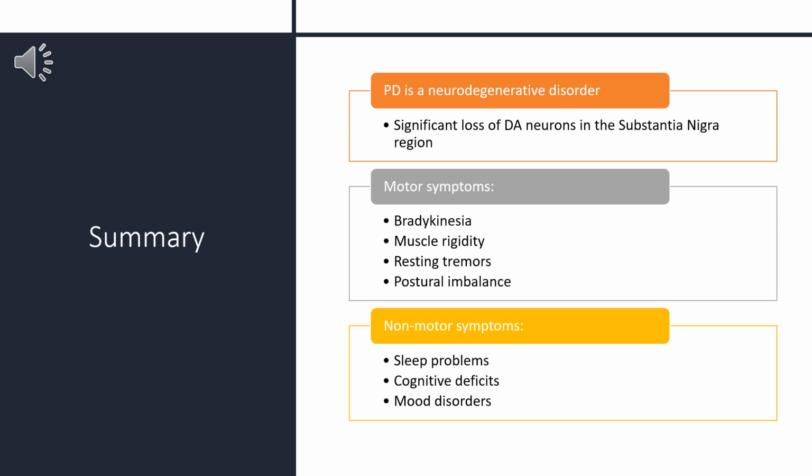So to quickly summarize what we talked about in the presentation today, Parkinson's disease is a neurodegenerative disorder which results from a significant loss of dopamine-producing neurons in the substantia nigra region of the brain. The key motor symptoms are bradykinesia, which is slowness and poverty of movement, muscle rigidity, which prevents patients from freely moving their joints and limbs, resting tremors, and postural imbalance, which makes them more prone to falling and have gait impairments. Some of the non-motor symptoms that we touched on were sleep problems, cognitive difficulties, and mood disorders, mostly due to loss of dopamine in the brain, among a few others. But these will be the main non-motor symptoms.